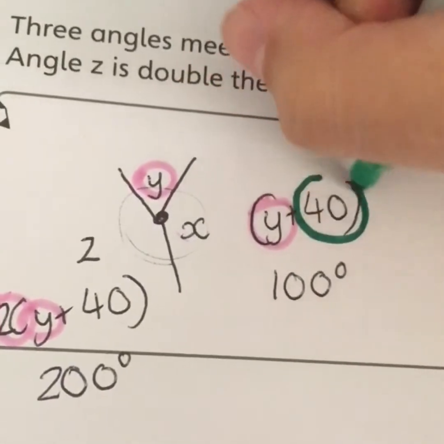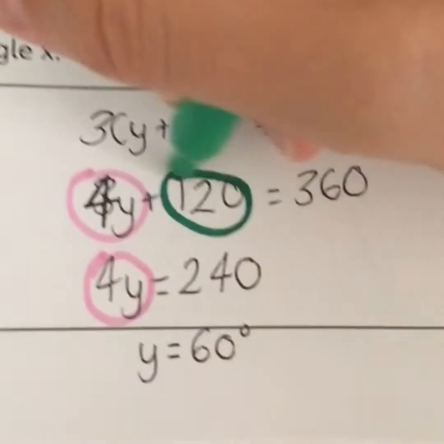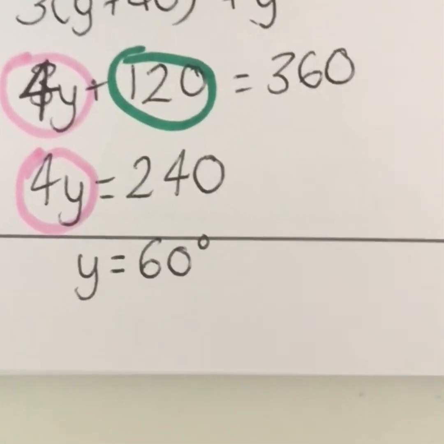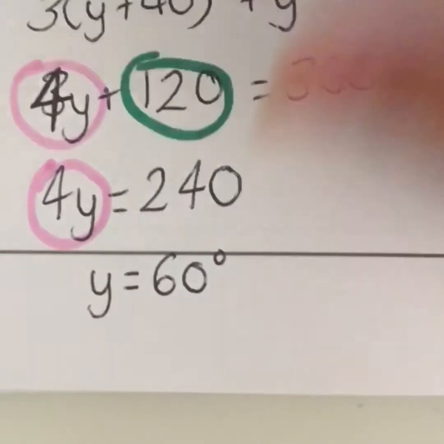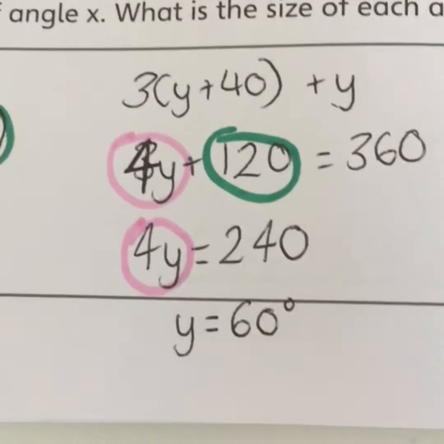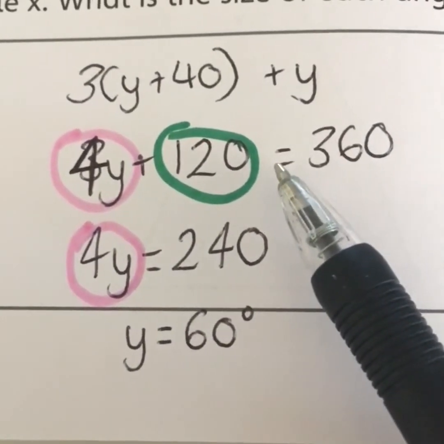Well, I added 40 degrees, and then I had 2 lots of 40 degrees. So I had 120 degrees altogether. So, and I know that because it is a circle, I know that this is going to add up to 360 degrees.